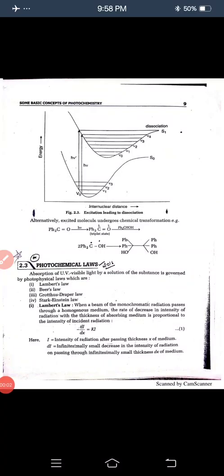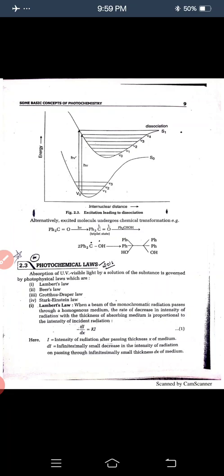Dear student, we're discussing photochemistry. Today we discuss the next topic of photochemistry. This is important in your syllabus and your examination. Today's topic is the photochemical laws.